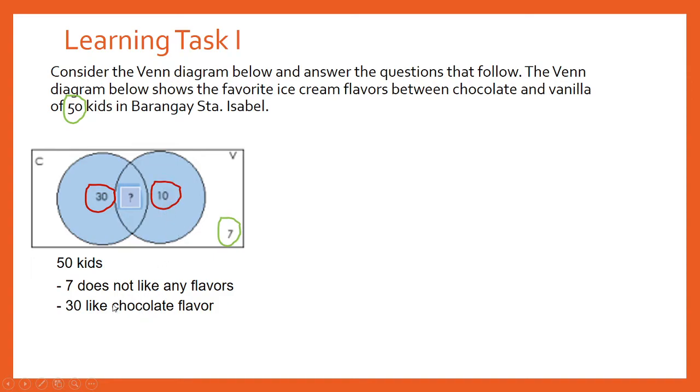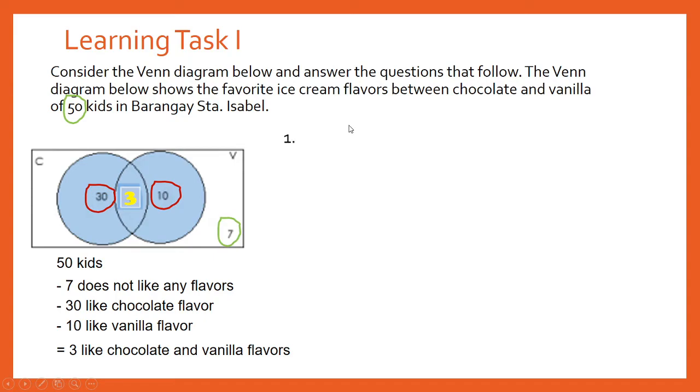So, ma-minus pa rin natin yan. So, 13 minus 10 who like vanilla flavor. So, ilan na lang natira? 3. So, ibig sabihin, 3 like chocolate and vanilla flavor. So, ito yung mapupunta dito sa gitna. So, ito po yung lalabas na intersection of kids who like chocolate and vanilla.